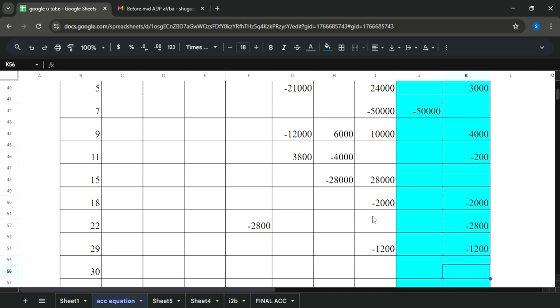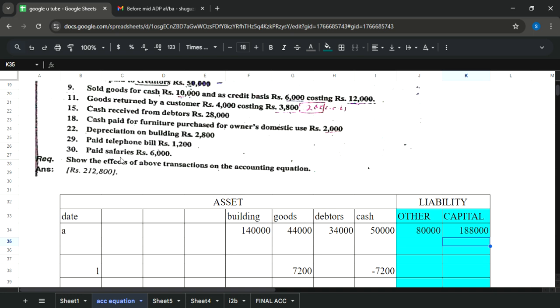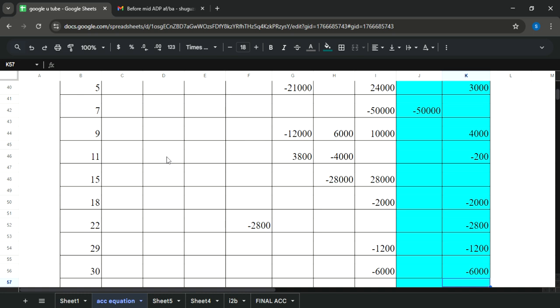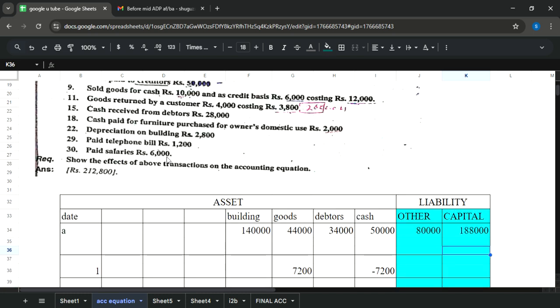After the 29th entry, we will go for the 30th. Paid salary, again is an expense. Cash is going out by 6,000. So here the amount would be decreased by 6,000 since it's an expense which would be borne by the owner, with which his capital would be decreased. 6,000 will also be decreasing. So guys, in this way the 30th entry is completed, and it means all entries we have posted to the accounting equation.